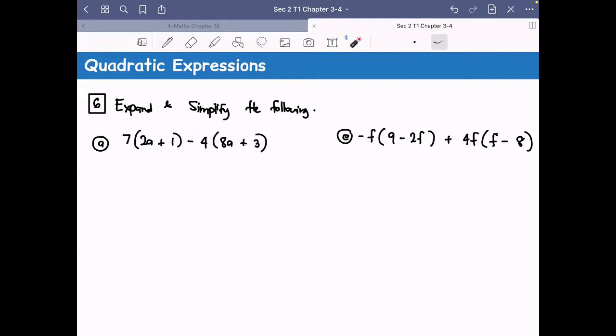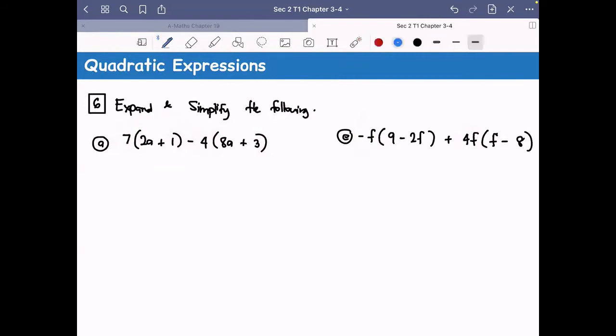Okay, so it's a combination of everything that we have learned. Again, when we have numbers or any expression outside the brackets, you just need to distribute them first. We need to remove the brackets before we can simplify our question.